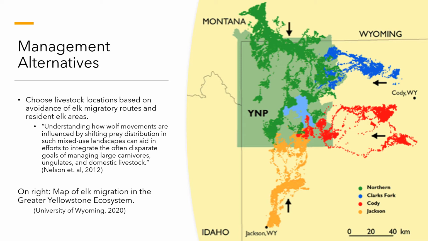On the right, there is a map of the elk migration in the Greater Yellowstone Ecosystem. The quote above also comes from a study that was done from the east entrance of Yellowstone National Park to Cody, Wyoming, which you can also see on the map.